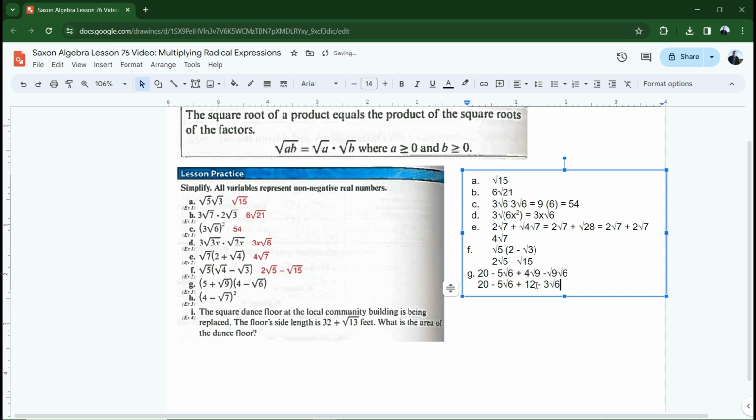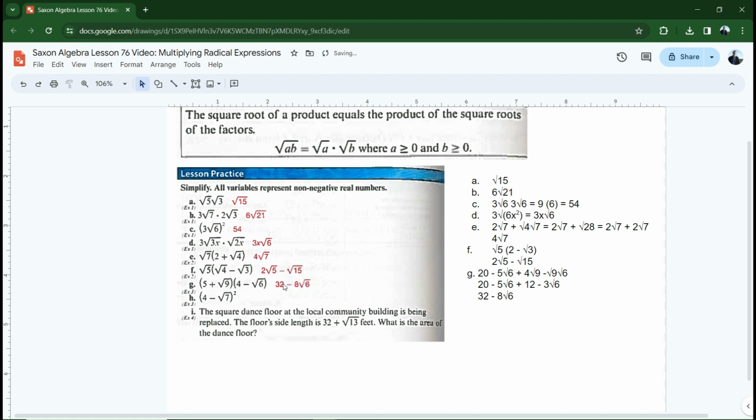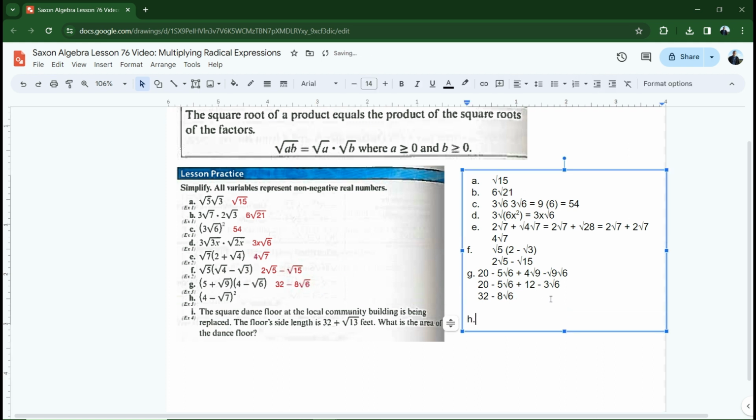All right, I've got some things that I can combine here now. 20 plus 12 is 32. And then negative 5 square roots of 6 minus 3 square roots of 6 is minus 8 square roots of 6. And that should be the right answer for letter G. Let's just check and see if I got it right. 32 minus 8 square roots of 6. There we go.